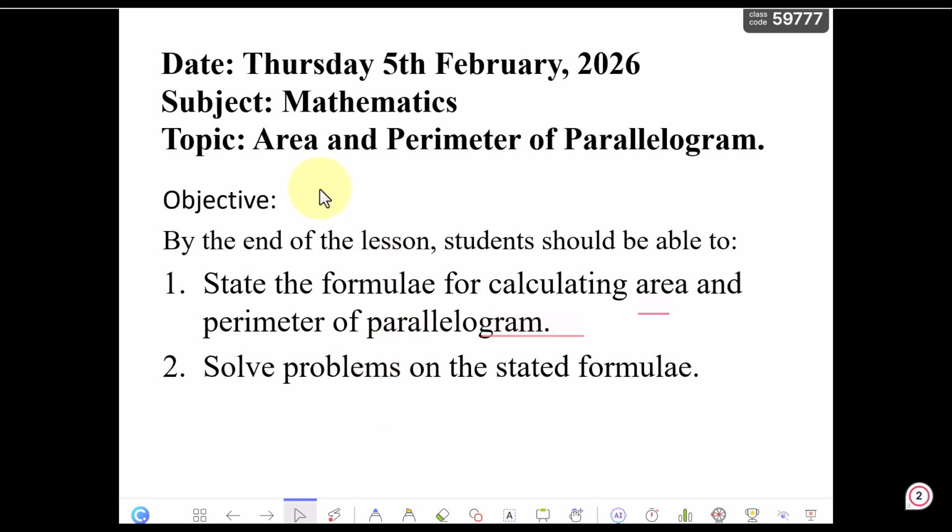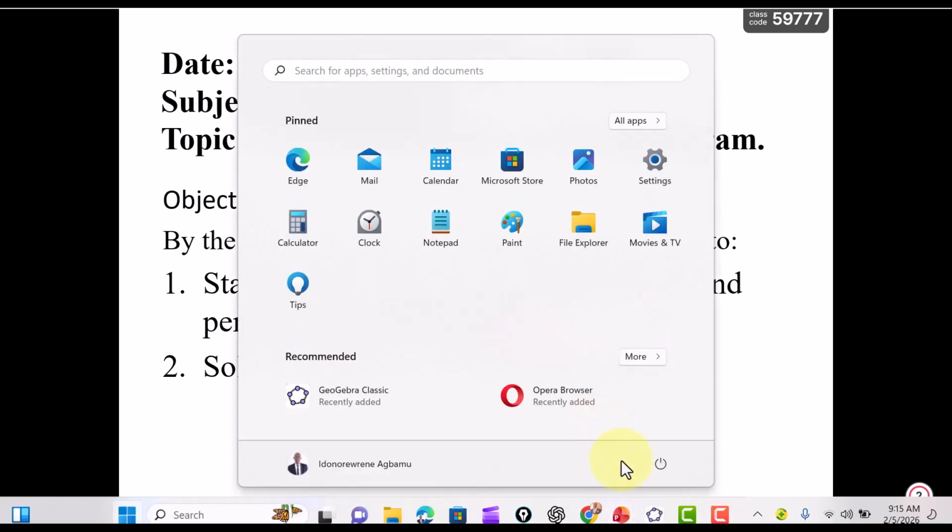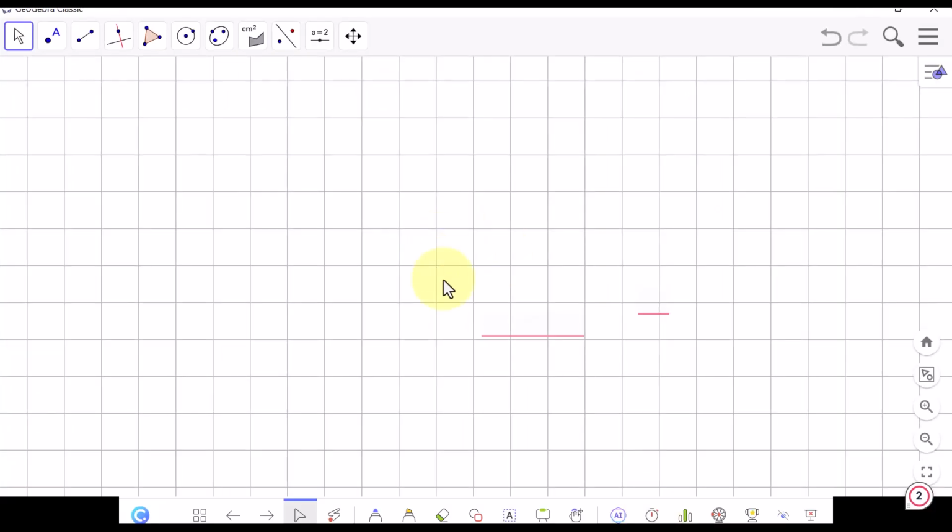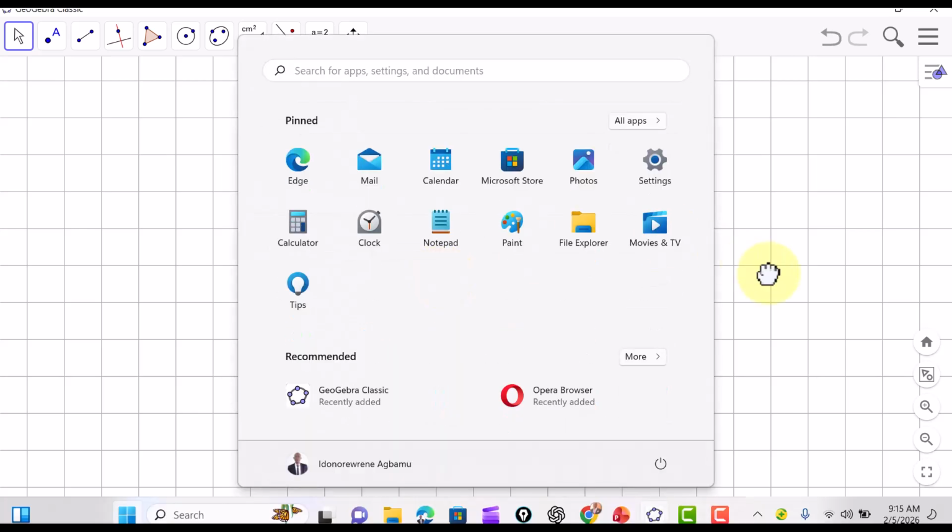All right, today we are looking at area and perimeter of parallelogram. We have done area and perimeter of a square and rectangle. So let's study parallelogram. Before I go to the explanation of the formula for area and perimeter of parallelogram, let me show us this applet so that you understand how parallelogram actually came into existence. Yes, so this is a popular applet I always use in class, which is the GeoGebra Classic software.